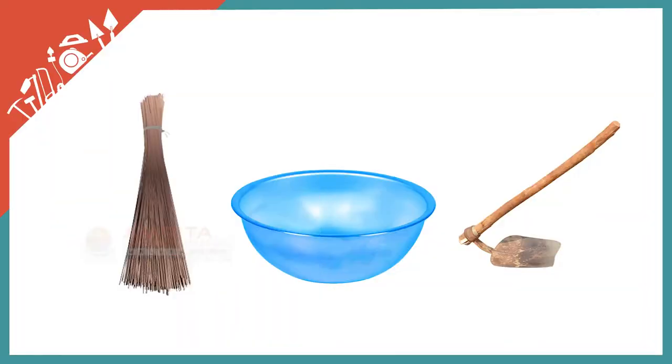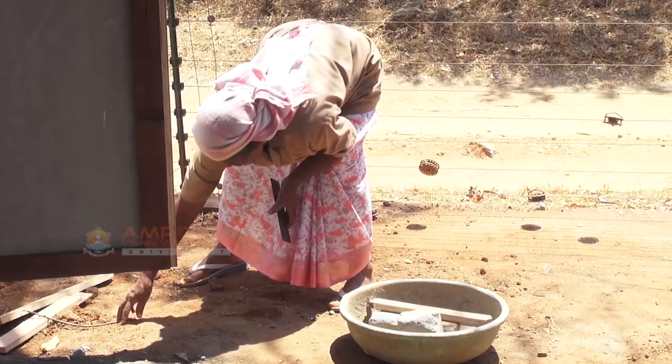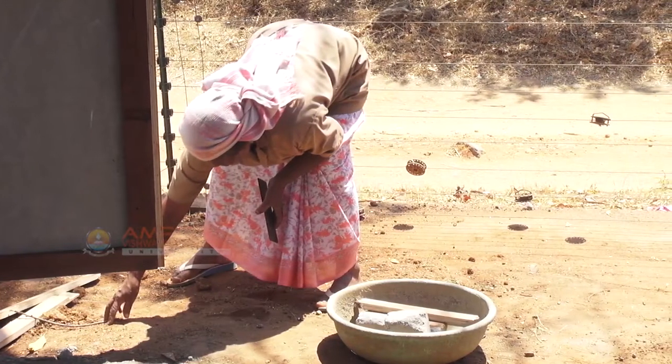Before we go into the procedure, let's take a look at the tools used. The tools are broom, mortar pan, hoe. We will now see the steps involved in site cleanup.